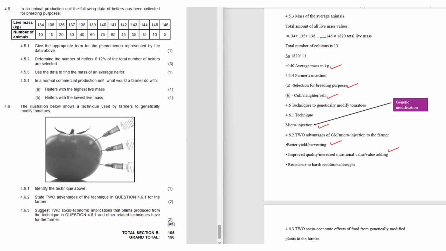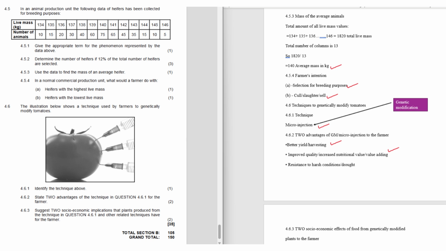A: What will the farmer do with the heifers with the highest live mass? B: What will the farmer do with heifers with the lowest live mass? What the farmer will do with heifers with the highest live mass is select those animals for breeding.